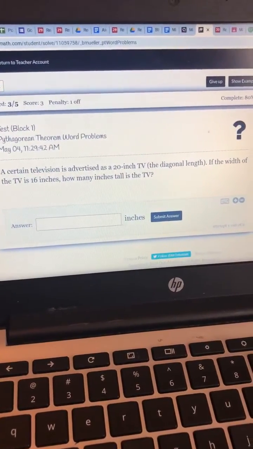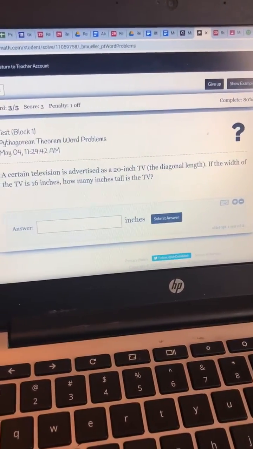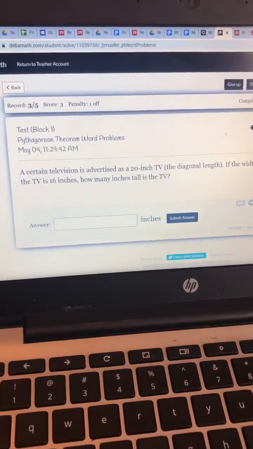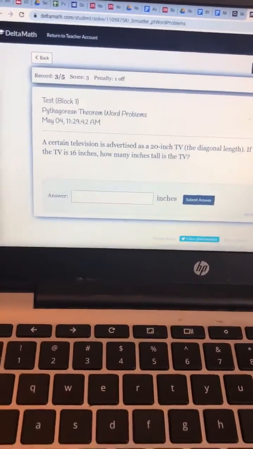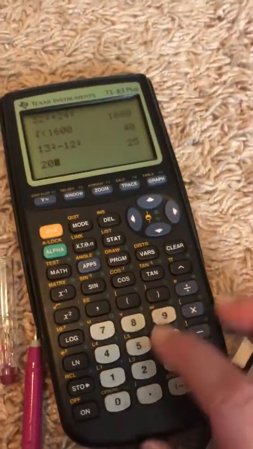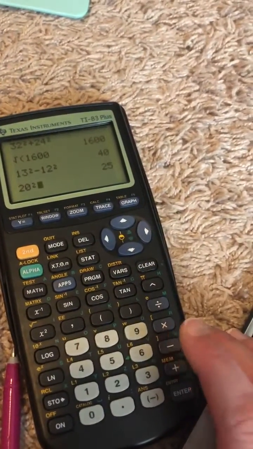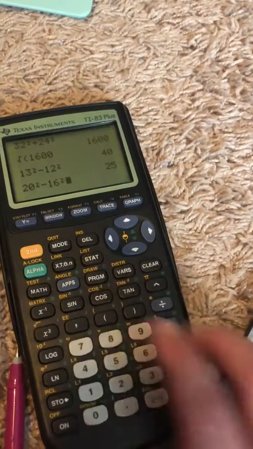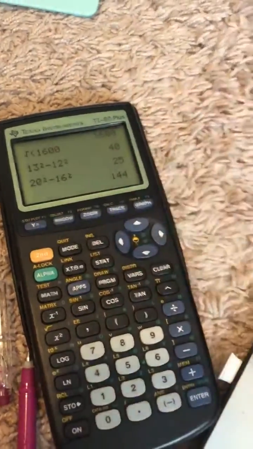Again, we've got another TV problem. It's giving you the diagonal length and the width, and it's asking you for how tall the TV is. So we would do 20 squared minus 16 squared, and then the square root of 144 is 12.